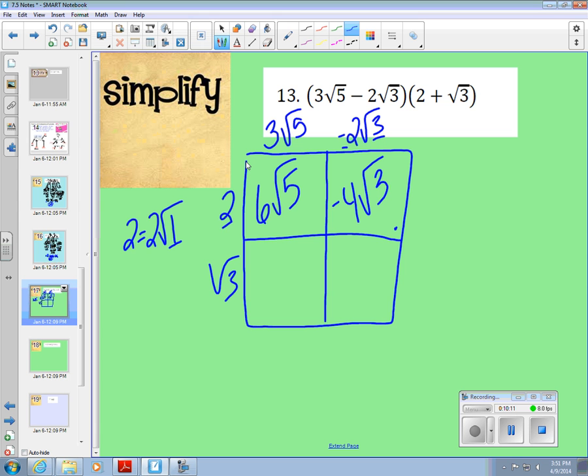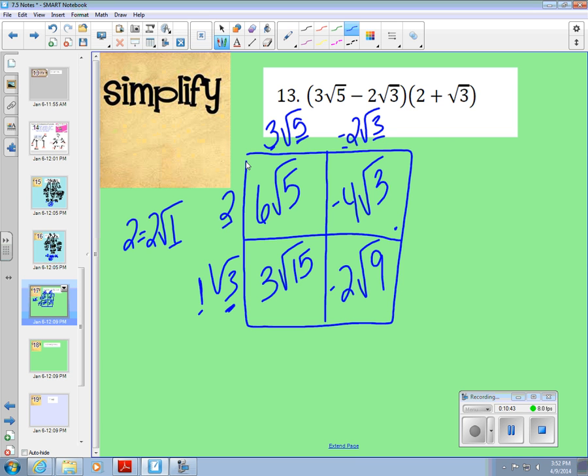So then moving on to our second row, first column, notice our coefficient here is going to be 1. So we have 1 times 3, that's going to be 3. And then we're multiplying the radicands together. So 3 times 5, it's going to give us the square root of 15. And then if we look at our last box here, multiplying those coefficients, we have 1 times negative 2 is a negative 2. And then we have our radicands. So 3 times 3 is going to give us the square root of 9.